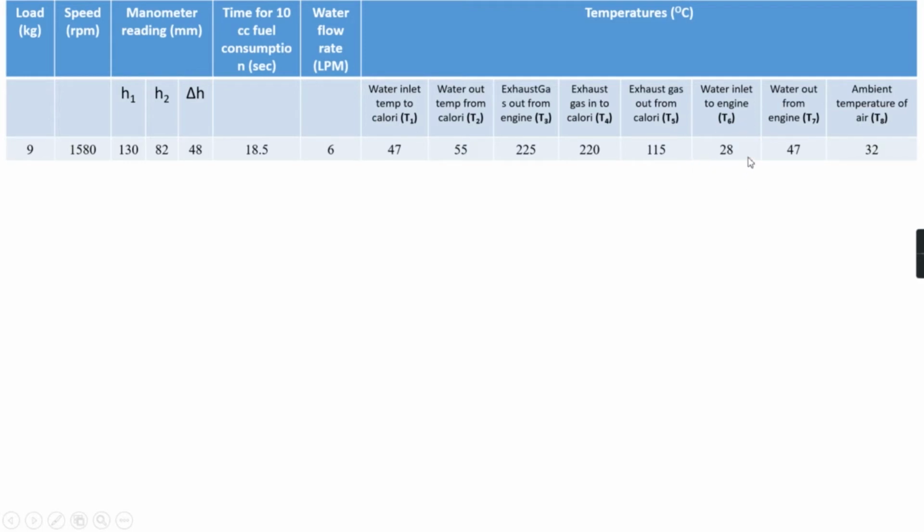Water inlet temperature to the engine is 28 degrees. Water outlet from the engine is 47 degrees. And the ambient temperature of the air was 32 degrees. Let us start with the calculations.